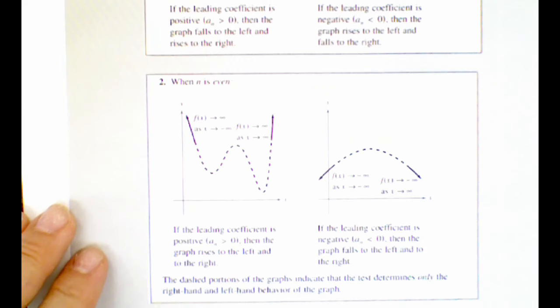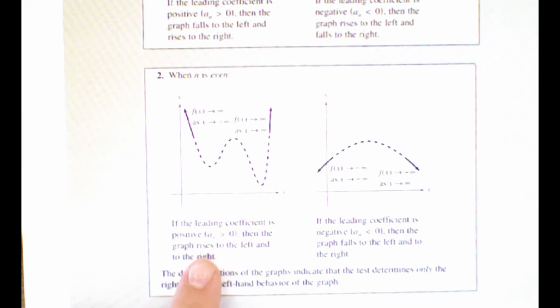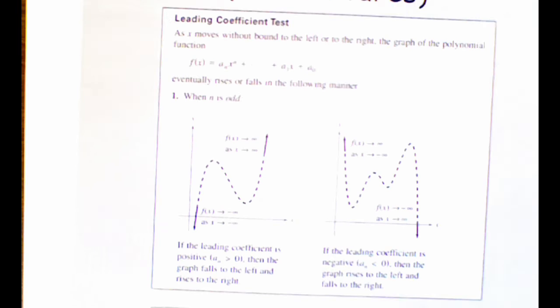When your degree is even, if your leading coefficient is positive, both sides go up. If it's negative, both sides go down. The dashed portions are just because the test only tells us anything about the ends. It tells us nothing about the middle. We'll talk about the middle more, don't worry.